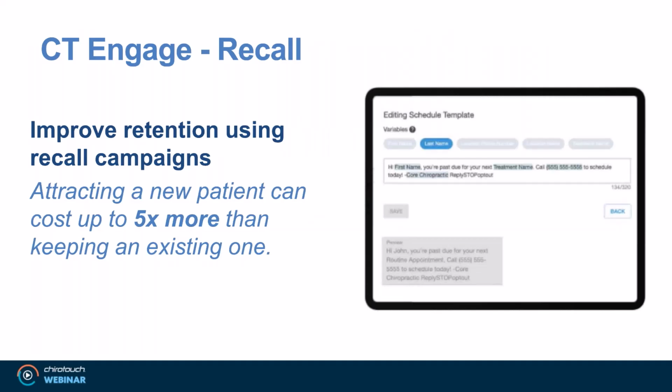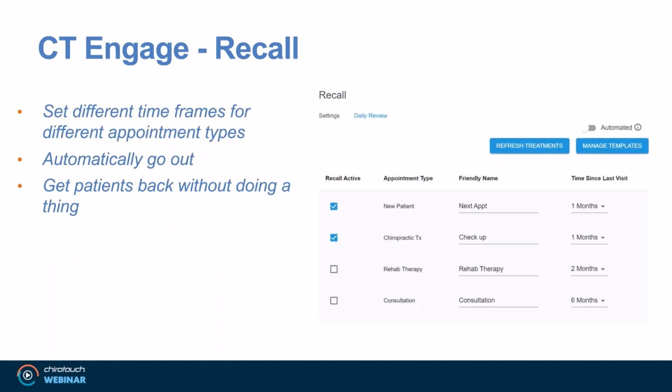The fourth component of CT Engage is the recall. So you can improve your retention using recall campaigns. Attracting a new patient can cost up to 5 times more than keeping an existing one. With this service of Engage, we allow you to set different time frames for different appointment types or visit types.